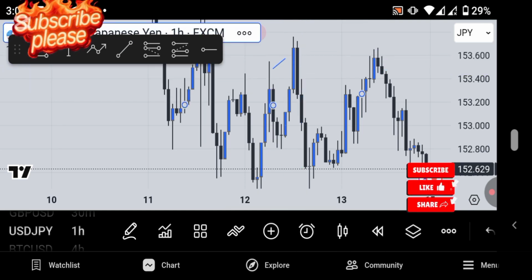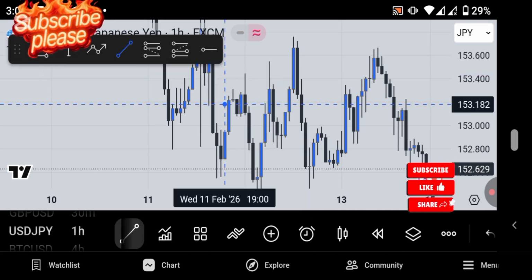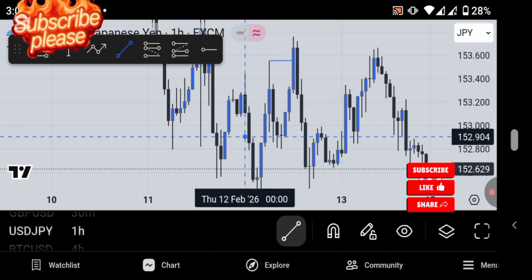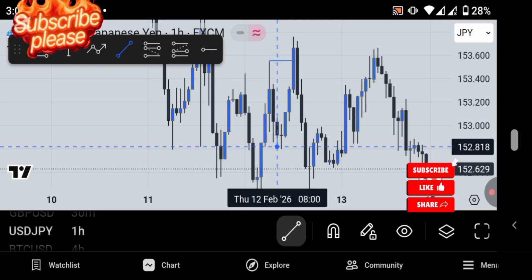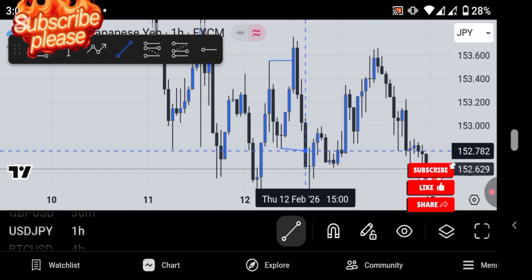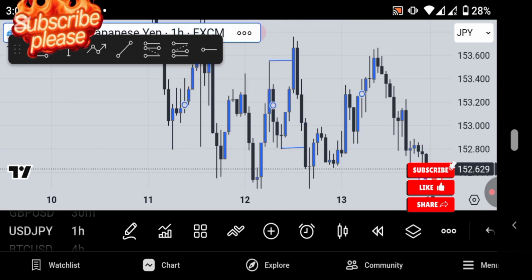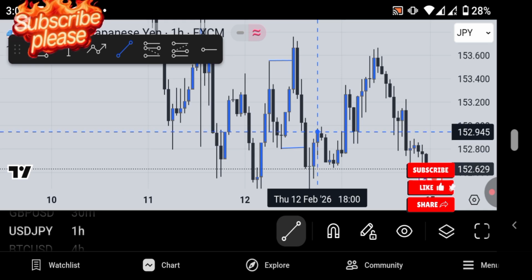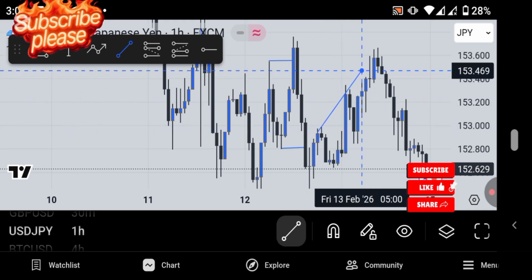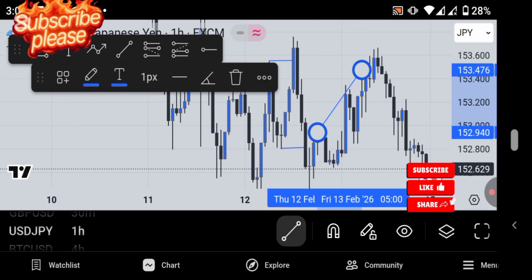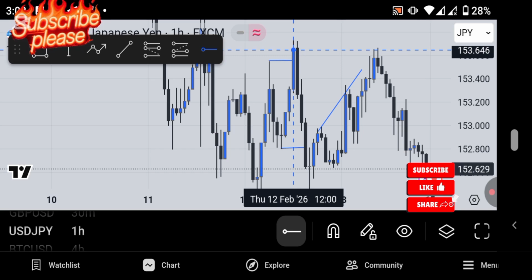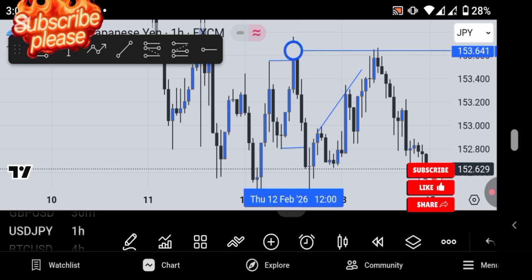We had a sweep. Let me delete and draw it again. We had a sweep of liquidity. We also had a break of structure right here. And lastly, we had a trend line liquidity. Then we mark out our POI, our valid point of interest.